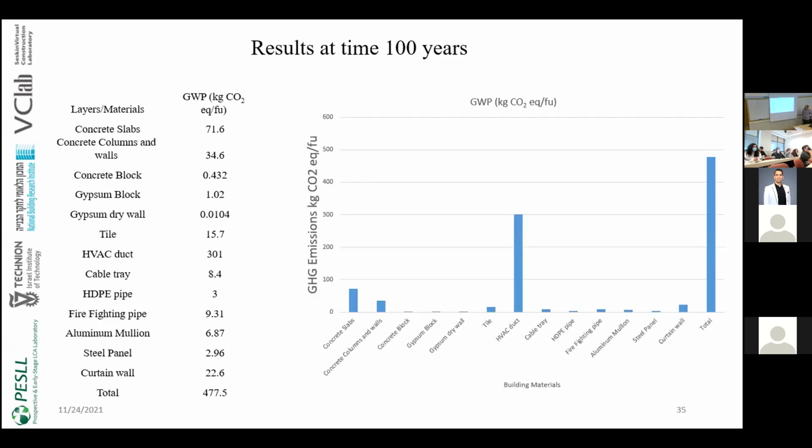And this graph shows us the global warming potential in kilograms CO2 equivalent per functional unit. Actually, the functional unit in our project is one finished square meter. So we see that it is 477.5 kilograms CO2 equivalent per square meter. Now, this covers mainly the embodied greenhouse gases in the materials and the transportation of the materials, which covers the transformation perspective.